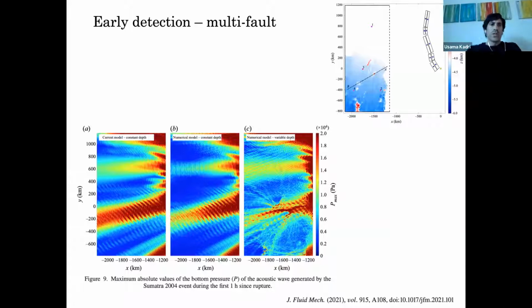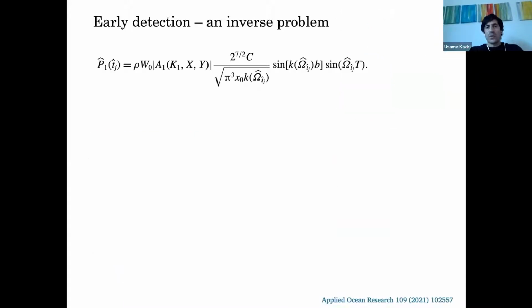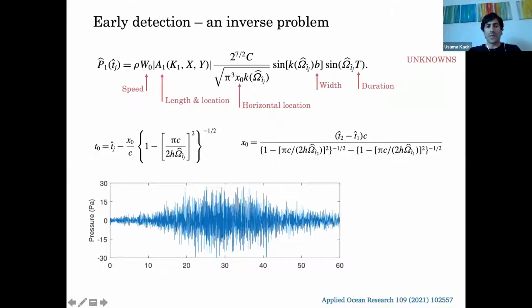Okay. So, we need to solve the problem inversely, right? Basically what you have here is the closed form solution for the pressure. The P1 here, you can get from the signature here. So you actually have that in the hydrophone, but you have all these unknowns, right? You have all these unknowns for the speed, horizontal location, width, all the geometry and duration, basically, of the geometry and dynamics of the fault. We use some analytical and semi-analytical techniques in order to retrieve them.